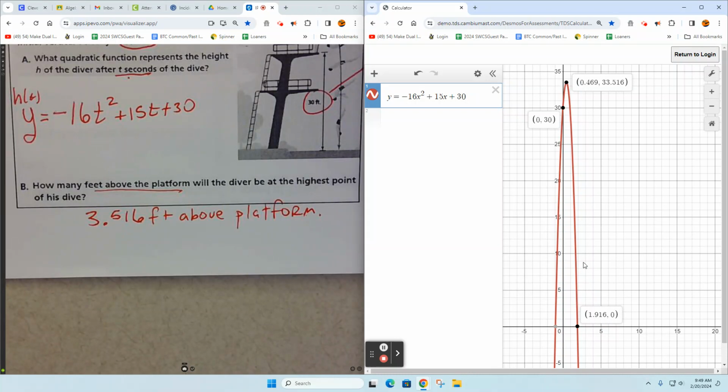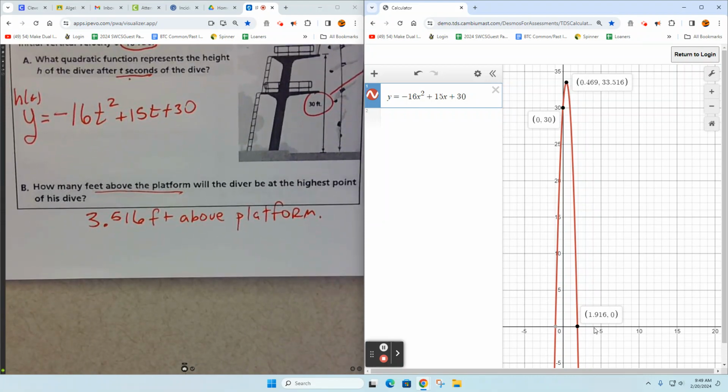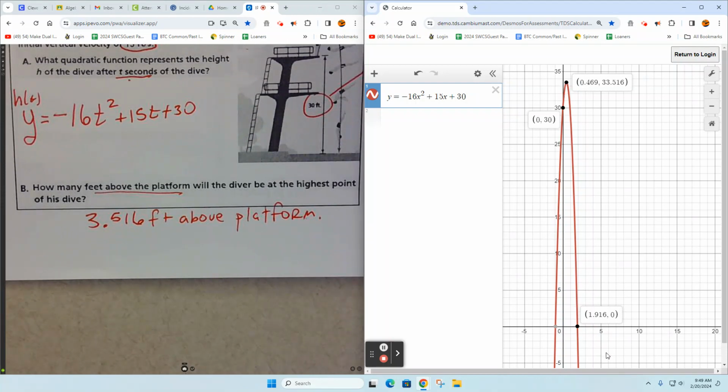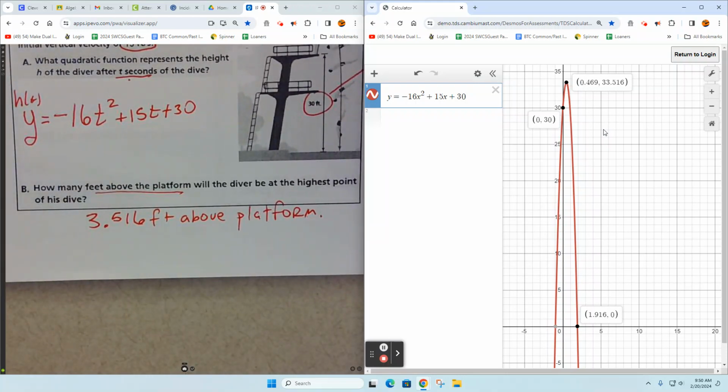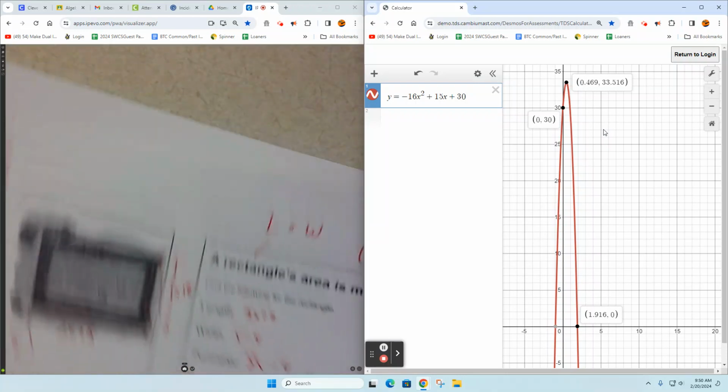Now, this information could be super valuable to a diver. For example, if your vertical wasn't as high as it should have been, or you're hitting the water too quick. I don't know anything about diving, but if you're hitting the water too quick, then you're not jumping high enough. If you're not jumping high enough, you don't have enough time to do spins or whatever you do.